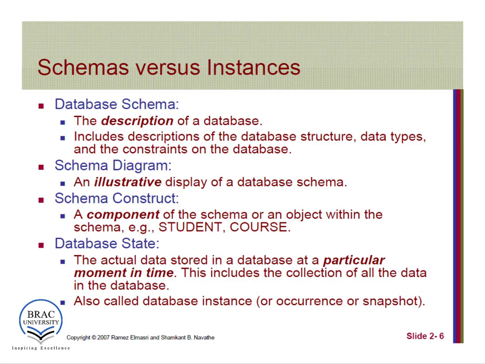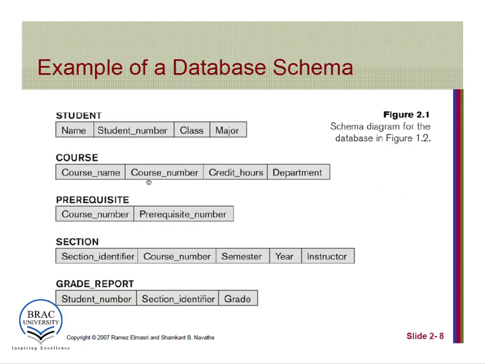Two terms that are important in a database are schema and state. So what is a database schema? Database schema is the description of a database, the description of the database structure, the data types, and constraints of a database. We often draw a schema diagram to illustrate a database schema. Let's take a look at the database schema diagram.